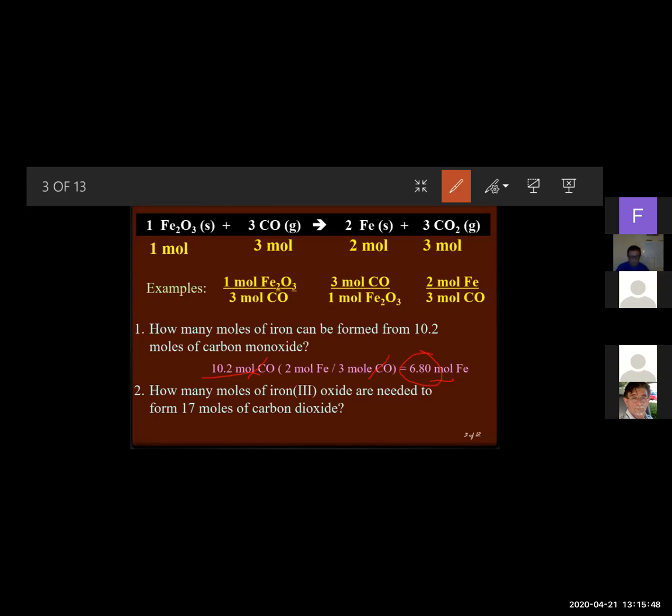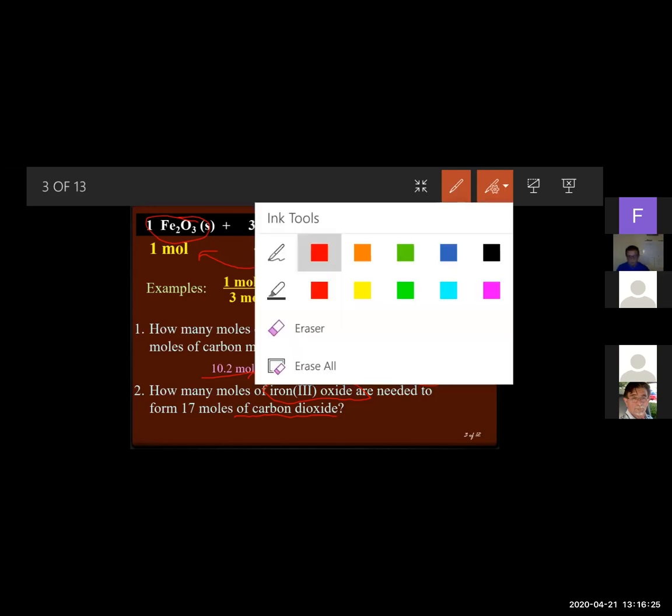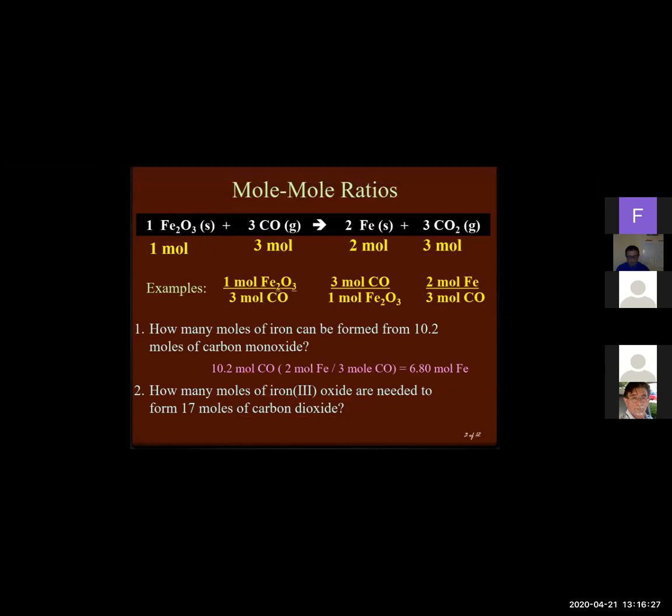Next question says, how many moles of iron 3 oxide? So that's what we're looking for. So our relationship is iron 3 oxide needed to form 17 moles of carbon dioxide. And so now the question pertains to only iron 3 oxide and carbon dioxide. That ratio says it's a 1 to 3. And since we want to figure out how many moles of iron 3 oxide, the iron 3 oxide will be in the numerator.